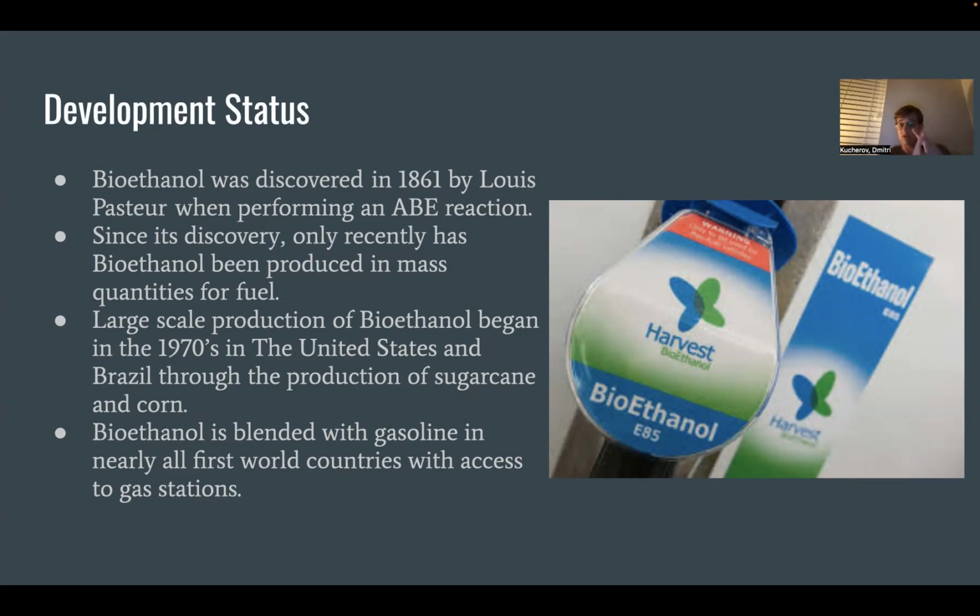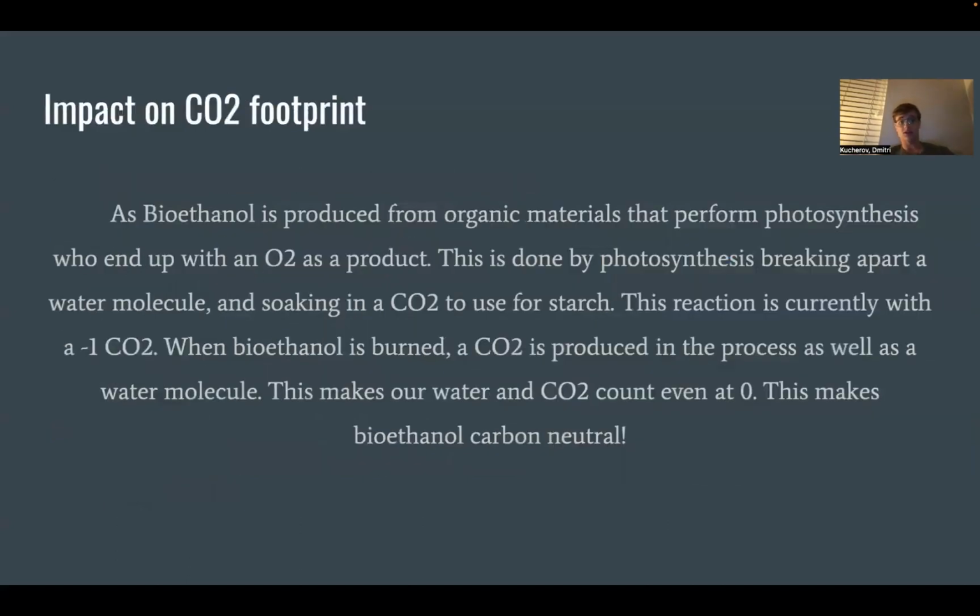China, Brazil, the United States, most of the EU, all have a bio source of gasoline ethanol mix. We'll get to this later. Its impact on CO2 footprint. This is where I'm coming in.